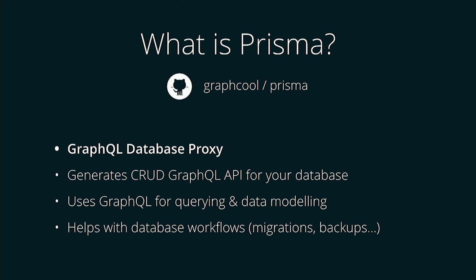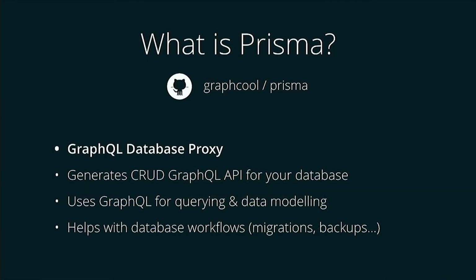So going back to what is Prisma? Prisma, as a technical term, would be a GraphQL database proxy that takes your database and creates a CRUD-like GraphQL API for your database. So it leverages GraphQL in two ways. One, you can use GraphQL to actually query your database, but also, as we've seen before, you can model your database using GraphQL, how your database tables look like, or map to an existing one, which is a very nice mental model. And Prisma, as a CLI, then helps you with common database workflows, like backups, migrations, and so on.